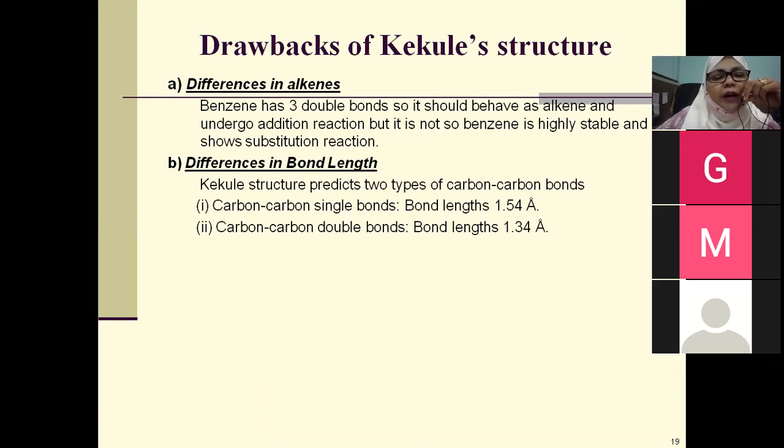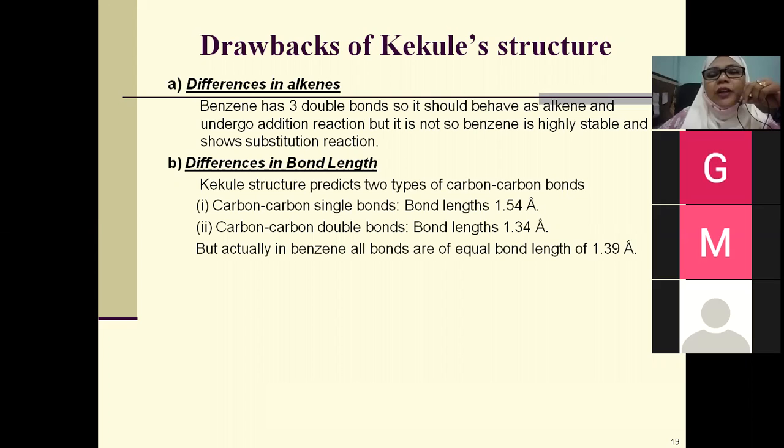Okay, but the benzene ring does not show these 2 types of bonds. Instead of that, it is showing a single bond of 1.39 angstrom. Okay, so all bonds of equal bond length. So the bonds that we are showing inside benzene are equal and they show the bond length of 1.39 angstrom. So this is one difference that has come.